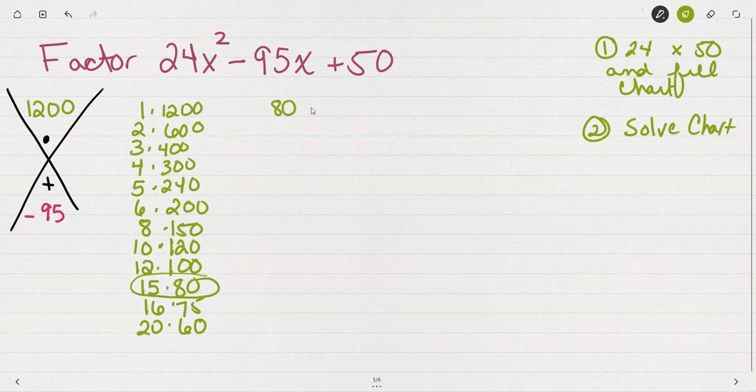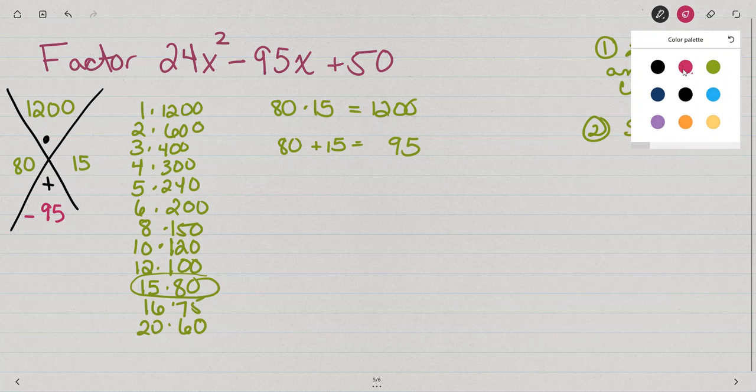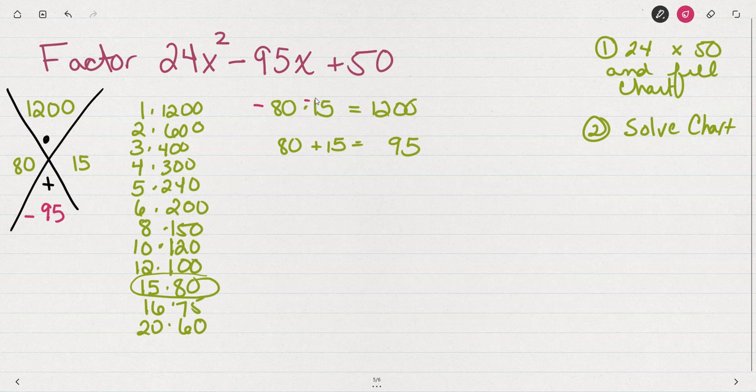Because 80 times 15 is 1,200, but the problem is that 80 plus 15 is positive 95. Do you see that if I made these both negative, when I multiply them, I do still get 1,200, but when I add them, I get the negative 95. So it looks like I want these to be a negative 80 and a negative 15. All right, we've solved the chart.